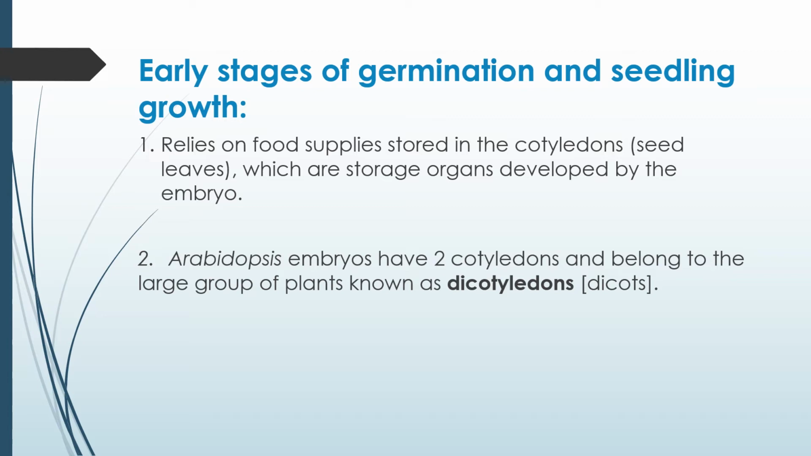And then Arabidopsis embryos have two cotyledons and belong to the large group of plants known as the Dicotyledons, or usually we call them the dicots. So the larger group of the flowering plants is actually the Monocotyledons. Okay? Or what we also call the monocots, which have embryos with one cotyledon. And typically, monocots have narrow leaves and include many important staple crops such as wheat, rice, and maize.